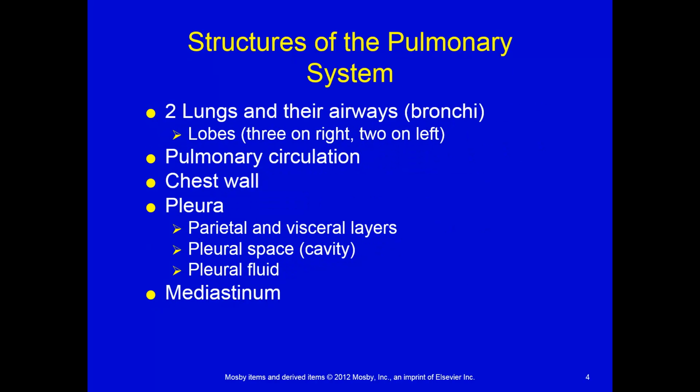All right. So very quickly, we'll discuss structure. Obviously, we have two lungs and the airways that accompany them, the bronchi. We do have lobes, so certain compartments of the lungs. We've got 3 lobes on the right and 2 on the left. We've talked ad nauseum regarding the pulmonary circulation, right? We know that blood moves from the right to the left side of the heart through the lungs.